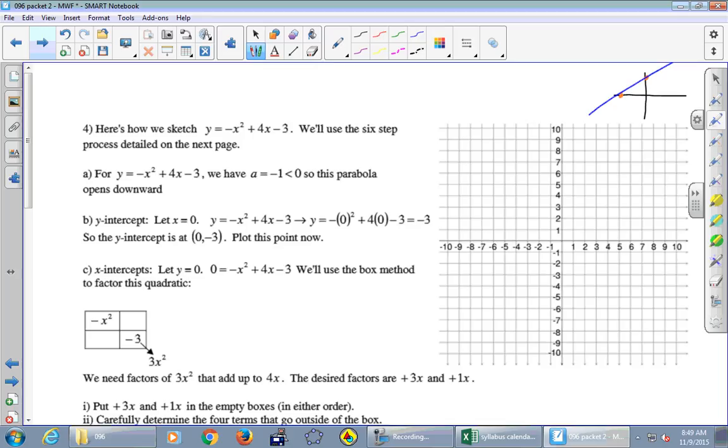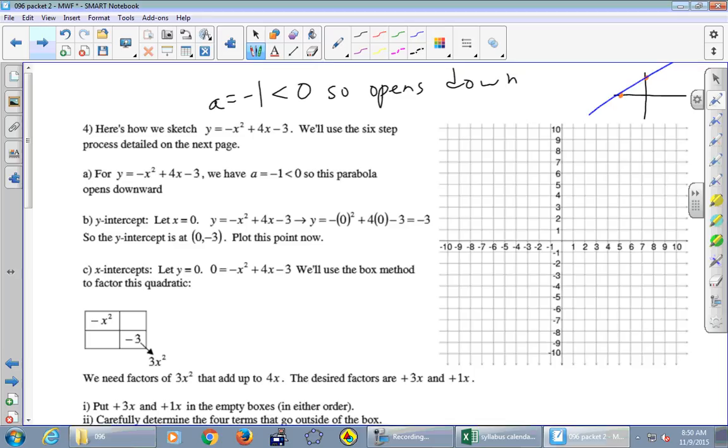Y equals -x squared plus 4x minus 3. The first question, does this parabola open up or down? What am I looking for in the equation to decide if it opens up or down? Is a positive or a negative in front of that x squared, right? How much is A? -1. Is -1 positive or negative? Negative. So the parabola opens which way? Down. It is negative, it is sad, it opens downwards, okay?